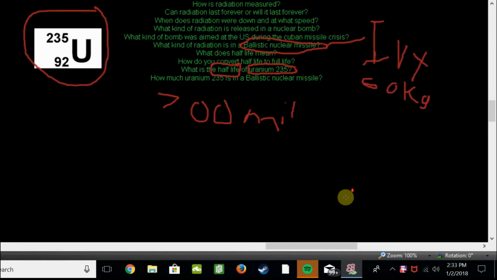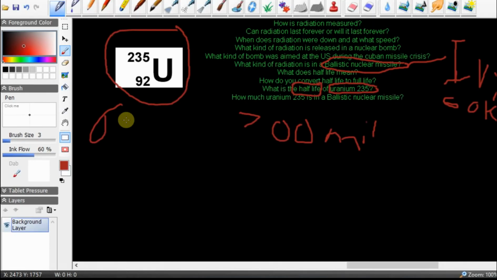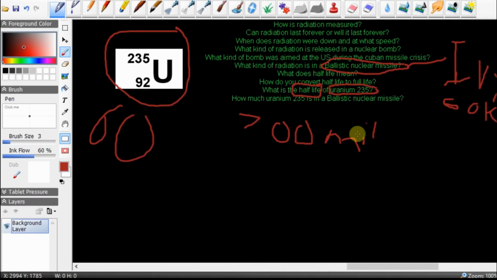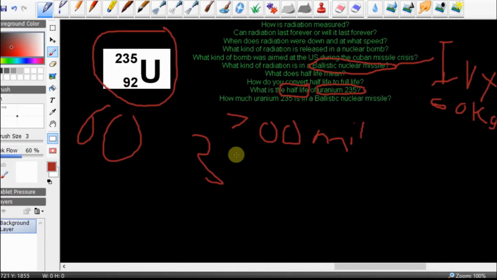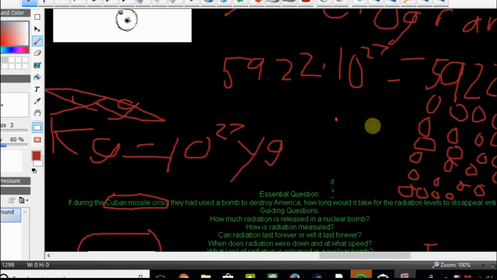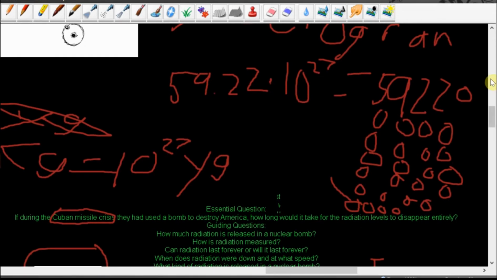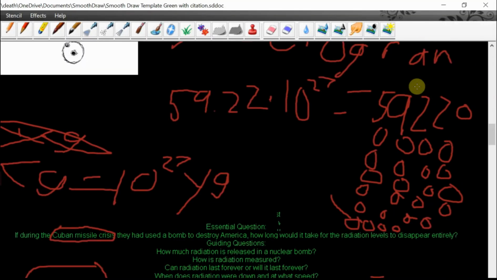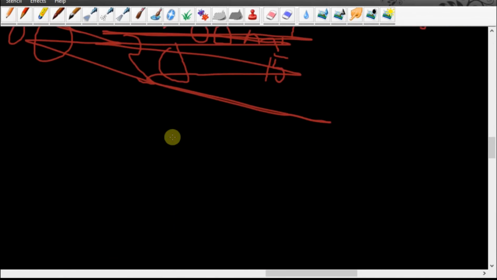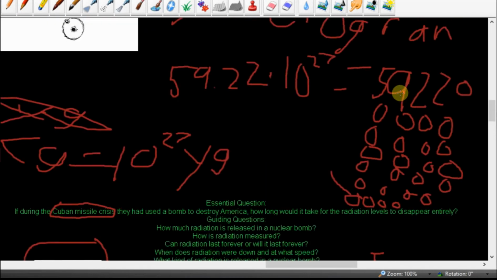How it works is, say we had 60 kilograms. After 700 million years, 30 kilograms would be left. And then after another 700 million years, 15 kilograms would be left. So you get that point. Going back to this, all we have to do is multiply this number by 700 million to get our answer. So, I guess we should get right into it.